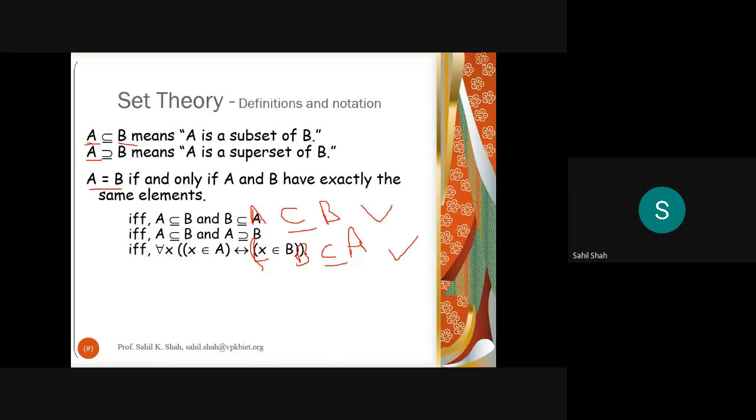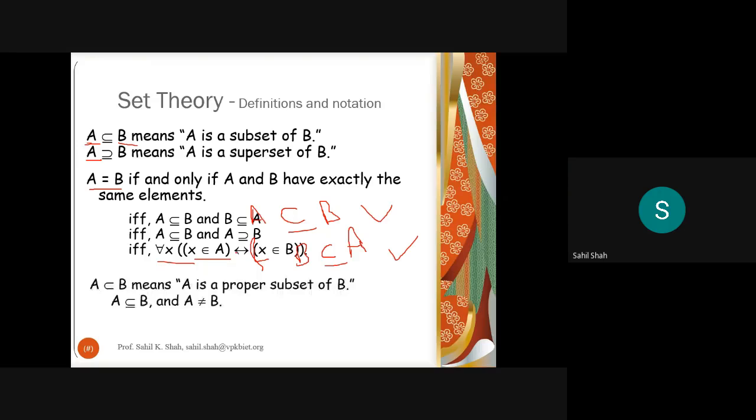This is the thing that I have already shown. If A is a subset of B and B is a subset of A, the same thing holds. That means for all x, if x belongs to A, then x belongs to B, and vice versa. That particular element x must be present in both the sets. Then we are saying both are equal.